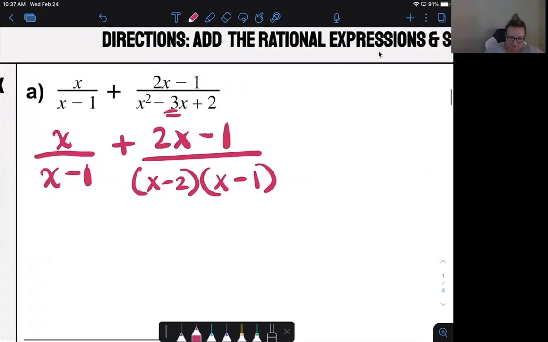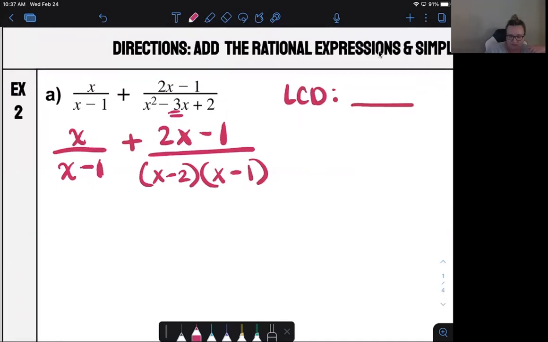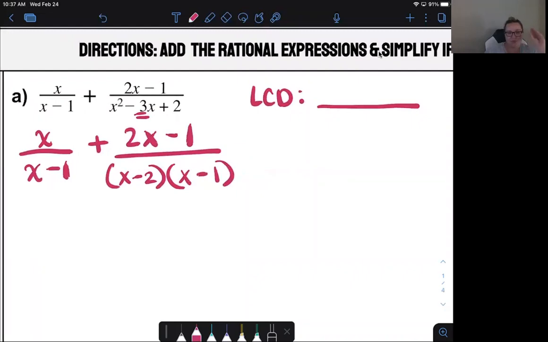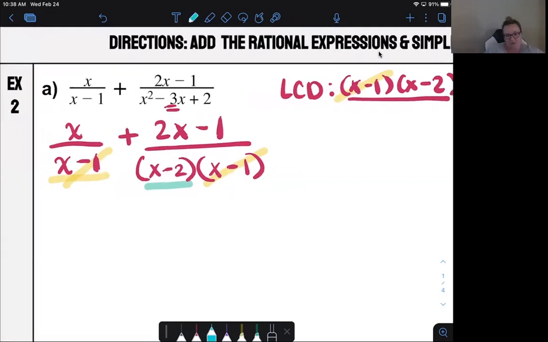All right, so what should our LCD be? Our LCD needs to include everything that's in each denominator. So this denominator has x minus 1, so our LCD has to include x minus 1. Then this denominator includes x minus 1, but it also has x minus 2, so our LCD also needs to include x minus 2. And you only have to include each factor once. Here, let me color code that. Because our LCD already included x minus 1, we only list it one time, even though it's in both of the denominators.